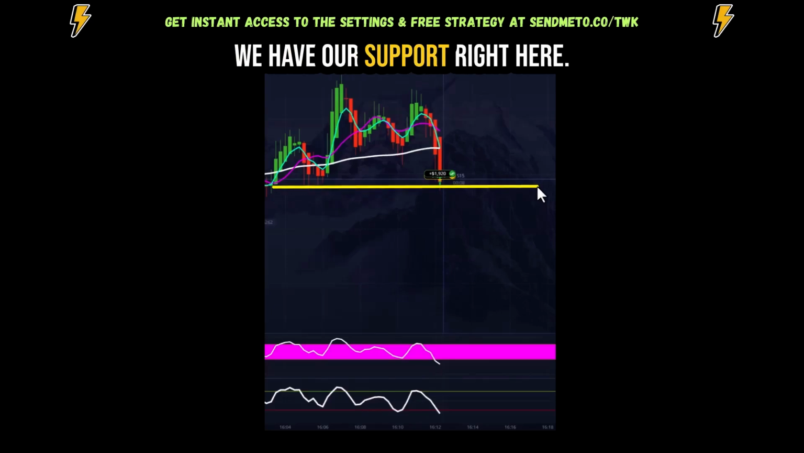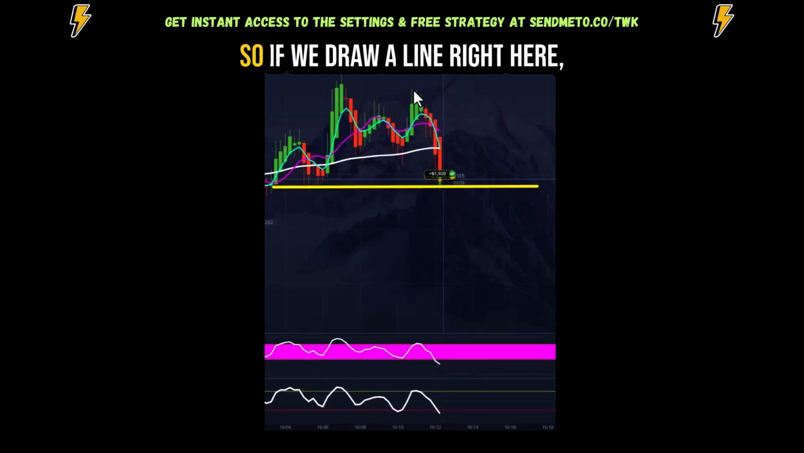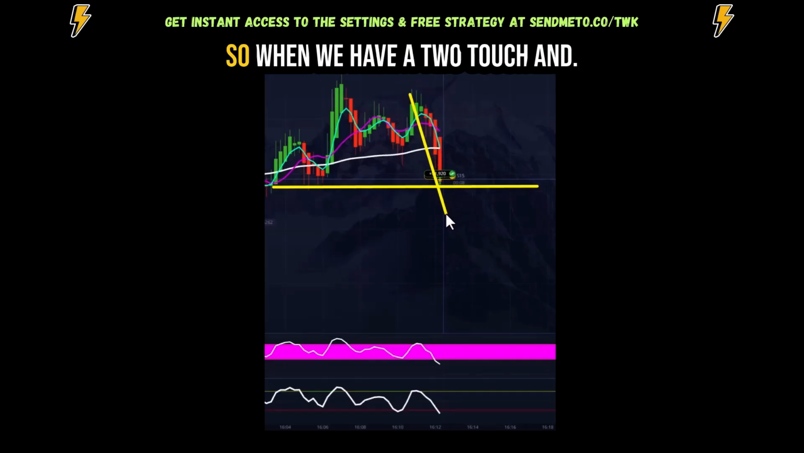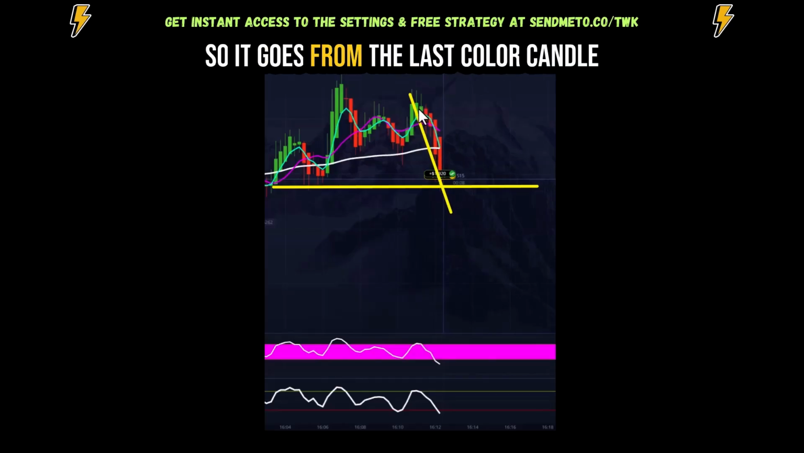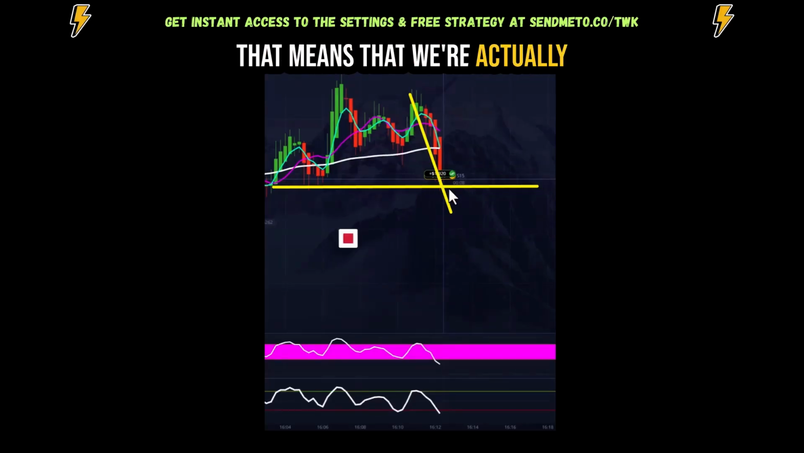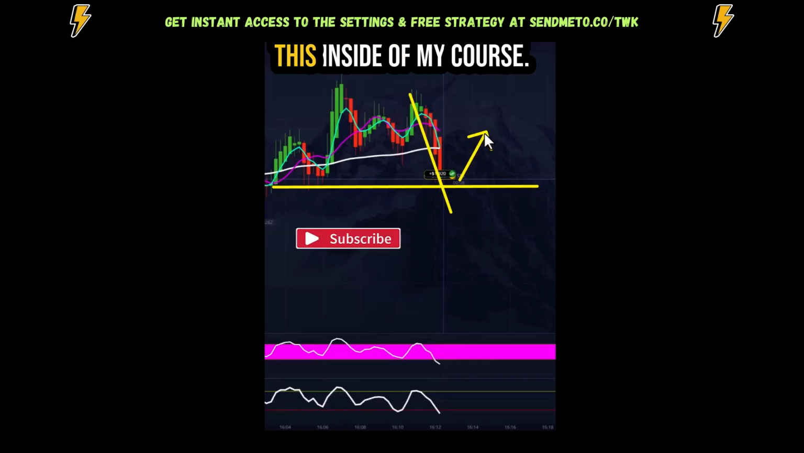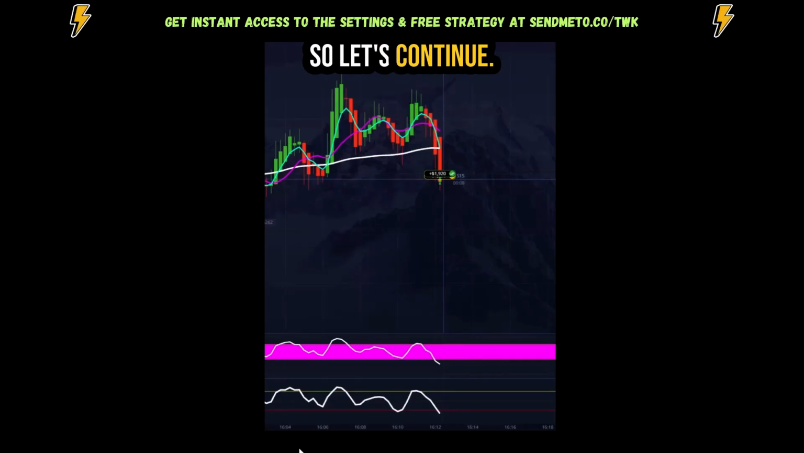We have our support right here. We also have a couple other things going on. So if we draw a line right here, this is going to come down here. This is called the two touch. So when we have a two touch, and let me just draw it correctly, it goes from the last colored candle down and it meets a horizontal line, that means we're actually going to have a reversal. All right, and you can learn all about this inside of my course. All right, so let's continue.